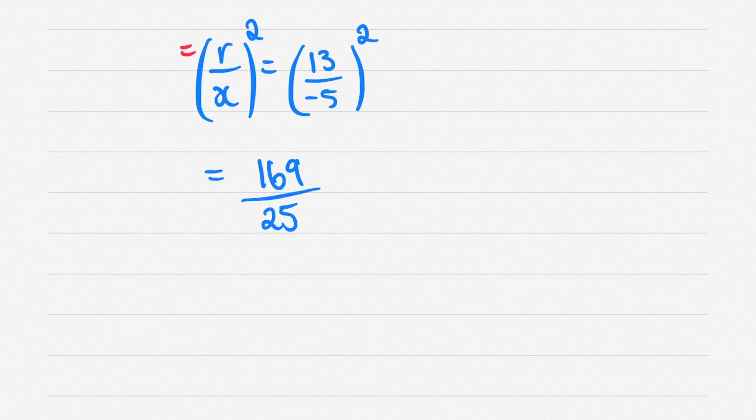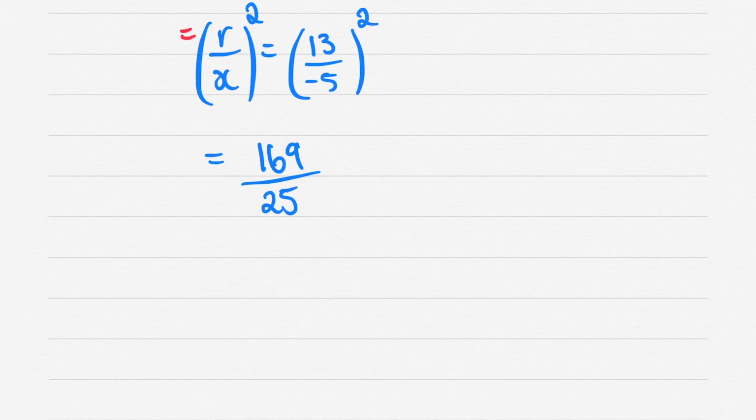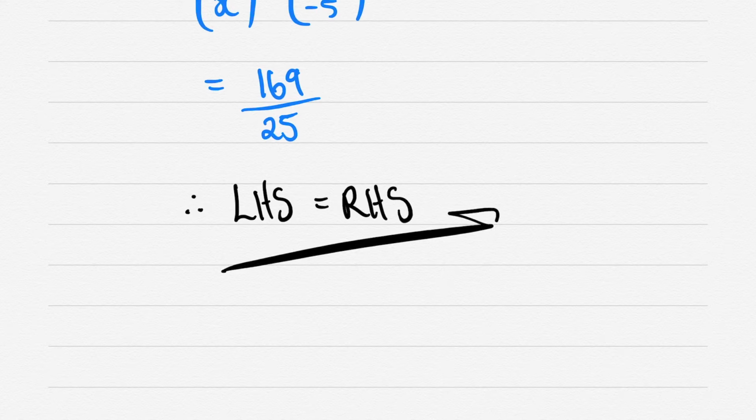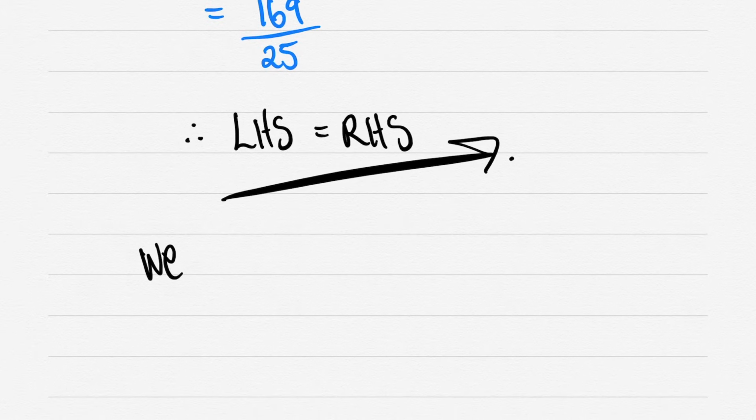So what do you see? You've actually got a positive answer there. And is that not exactly what we got on the other side? It is indeed. So on our left hand side we had 169 over 25, and subsequently on the right hand side, the one that we calculated before this, we also had 169 over 25. So we now say the left hand side is equal to the right hand side.